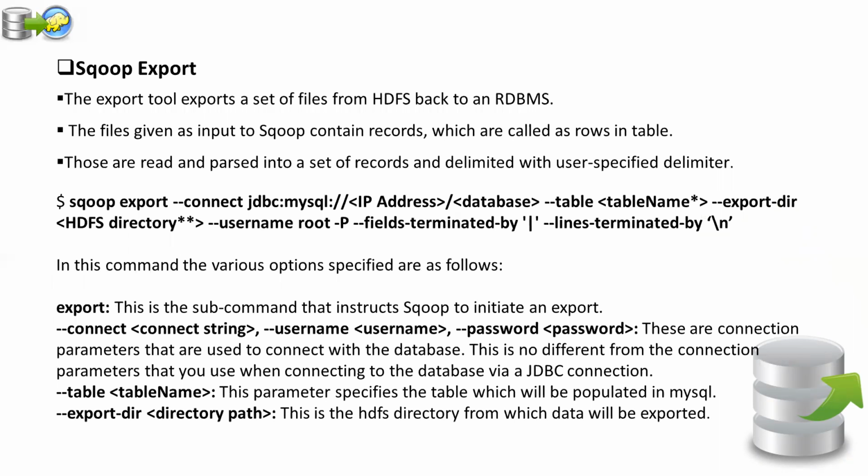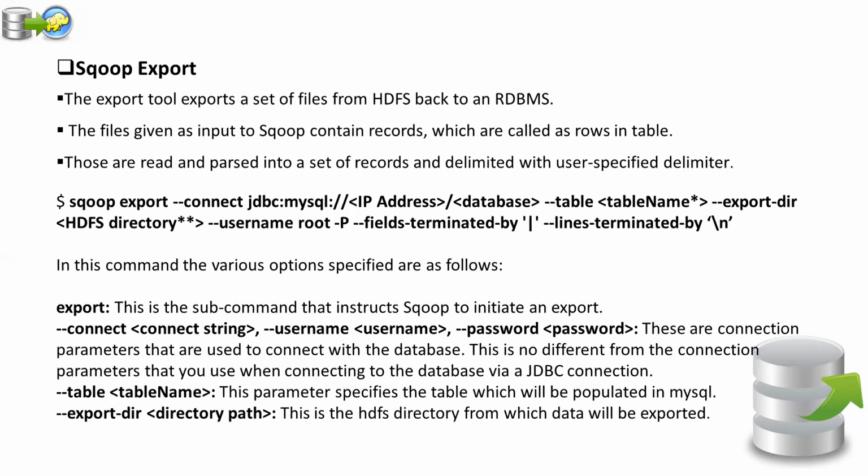If we are defining a Sqoop export, the command is sqoop space export space connect jdbc:mysql, your IP details, your database details, table name, export directory where your data is present in HDFS, your username and the password, and you're going to define the schema like fields terminated by. Right? What are the fields terminated by, pipe symbol or a comma separated file, or lines terminated by \n or \t, right? And in this command, the various options specified are as follows.